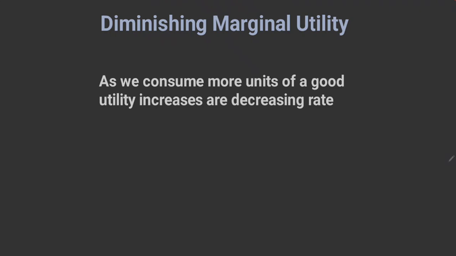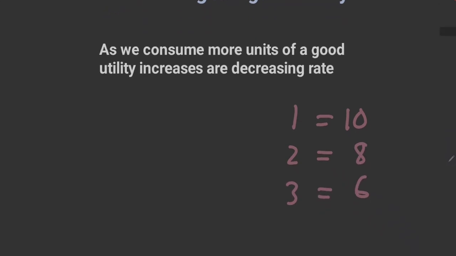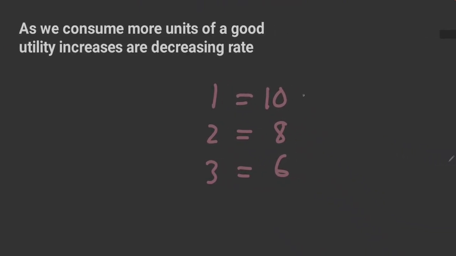So potentially we have one slice of pizza and that gives us 10 utils. On our second slice, that gives us 8. On our third slice, that gives us 6. So we can see that this utility is always positive with every unit that we have. This is our marginal utility, the utility we gain with each additional slice.